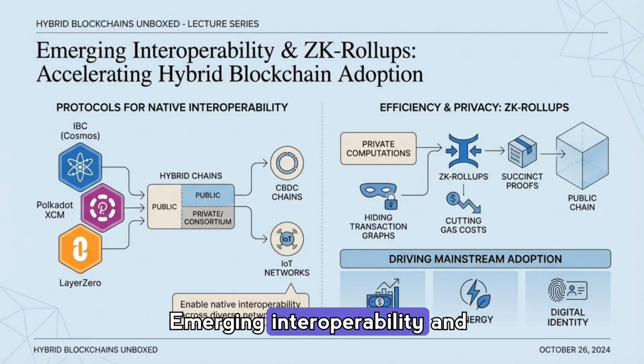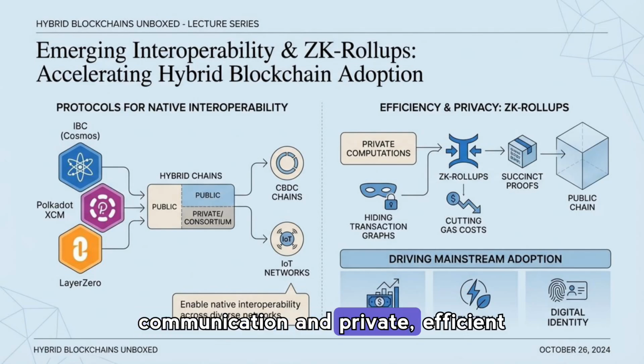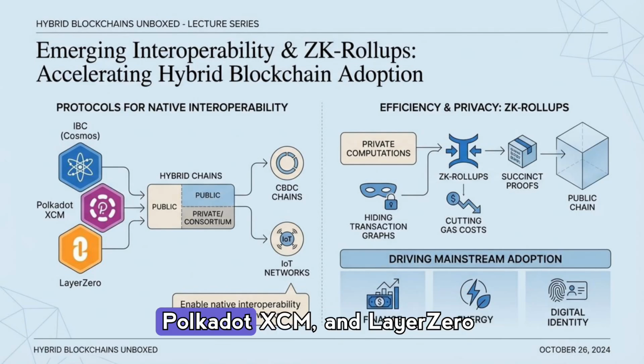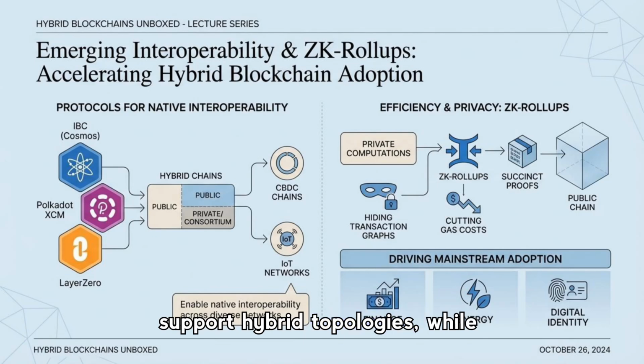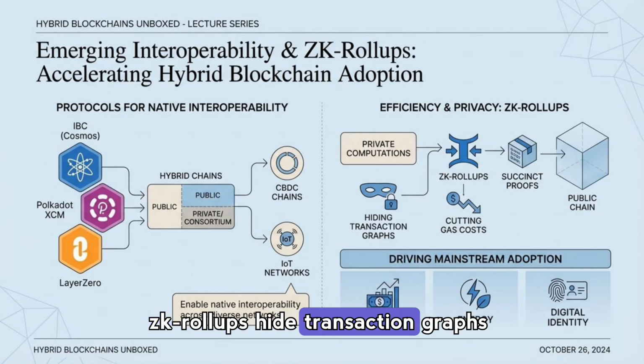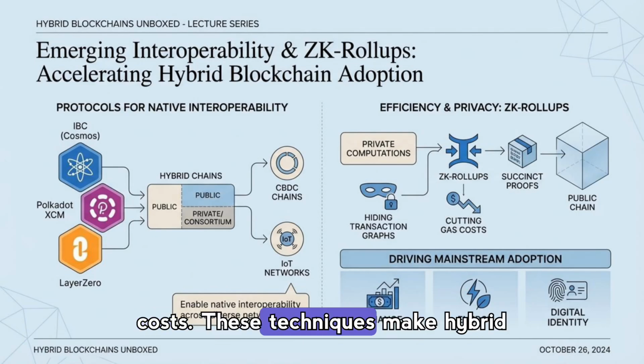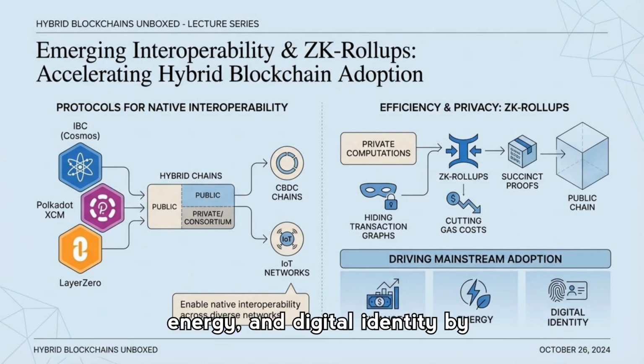Emerging interoperability and ZK rollups accelerate adoption by enabling native cross-chain communication and private, efficient scaling. Protocols like IBC, Polkadot, XCM, and Layer 0 support hybrid topologies, while ZK rollups hide transaction graphs and produce succinct proofs to cut costs. These techniques make hybrid architectures practical for finance, energy, and digital identity by improving privacy and lowering operational expense.